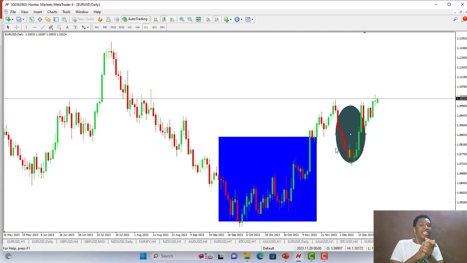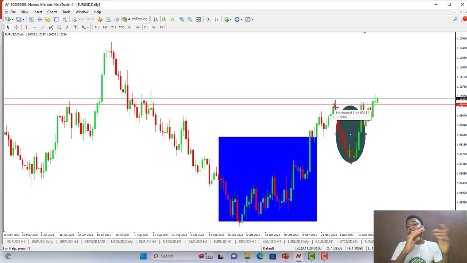Whenever it's spotted, it's a very good buy. It's not that common, so don't expect to see it every time. But whenever it's spotted, it works. You can see what is happening here. This is the current market happening right now.